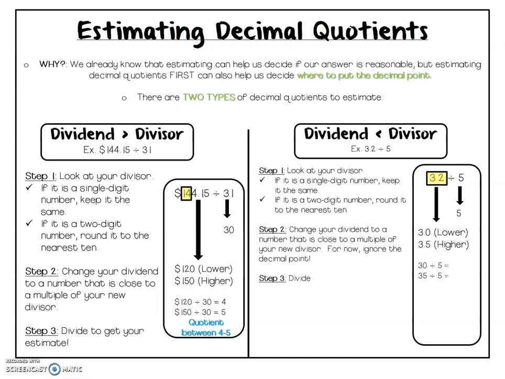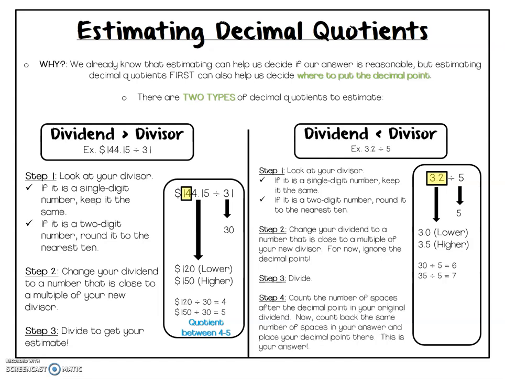Now I'm going to divide. So 30 divided by 5 is 6, and 35 divided by 5 is 7. But I know that I wasn't using 30 and 35. It was really 3 and 0/10 and 3 and 5/10. So that means I need to put my decimal point back into my quotient.